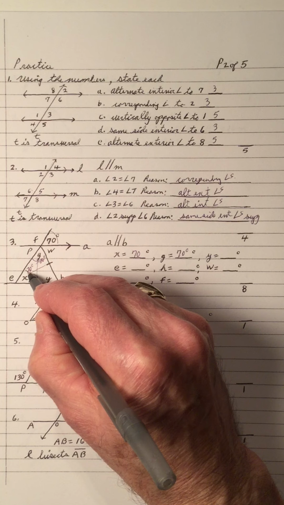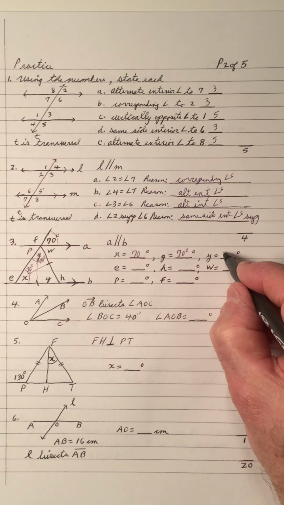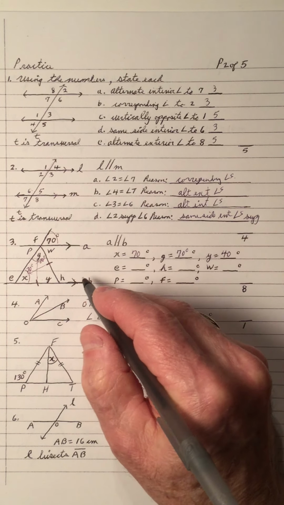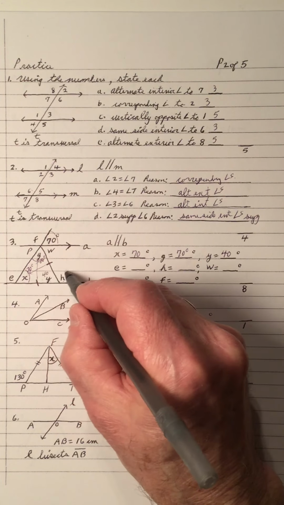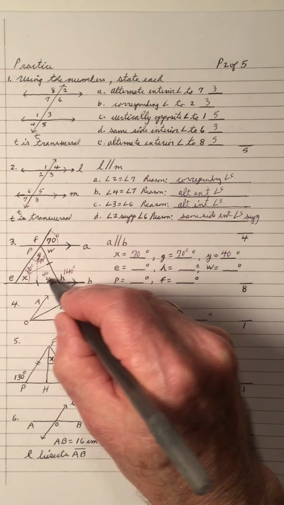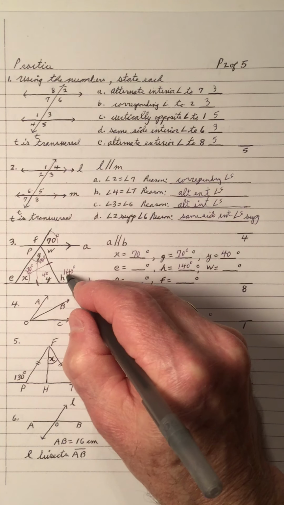70 and 70 makes 140. So Y is 40 because there are 180 in the triangle. So Y is 40 degrees. And if Y is 40, then H is 140 because we have a straight angle. So H is 140 because of a straight angle.